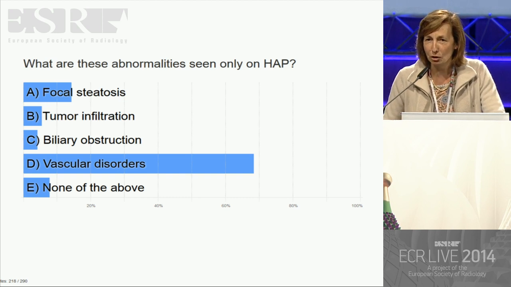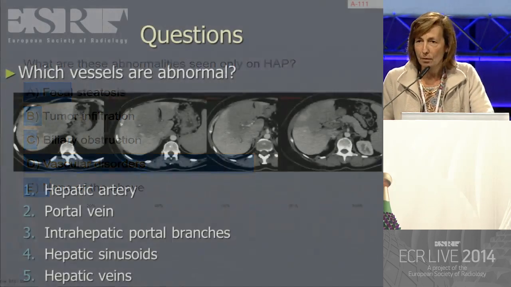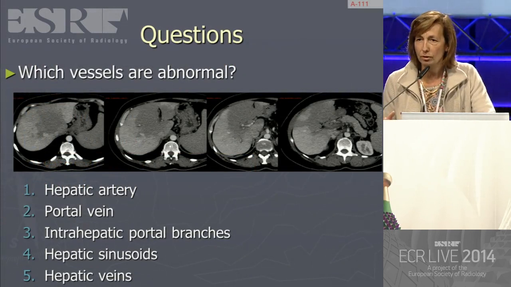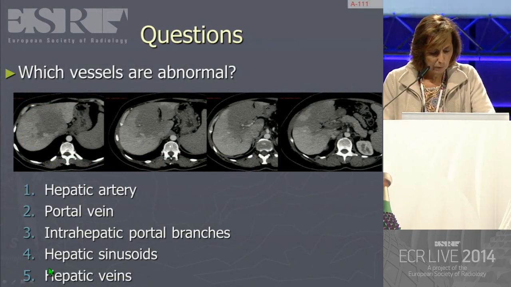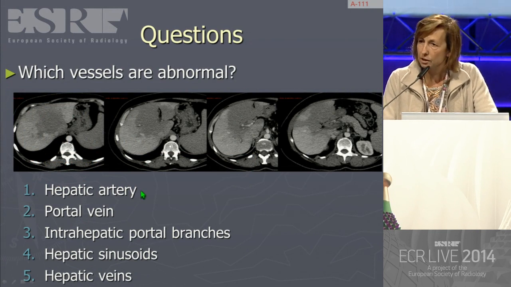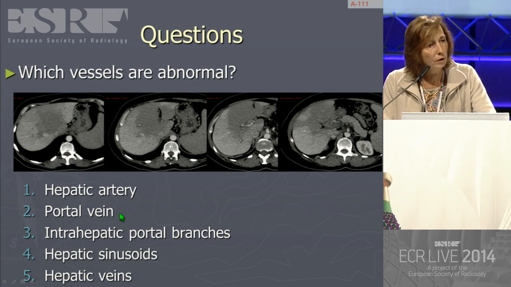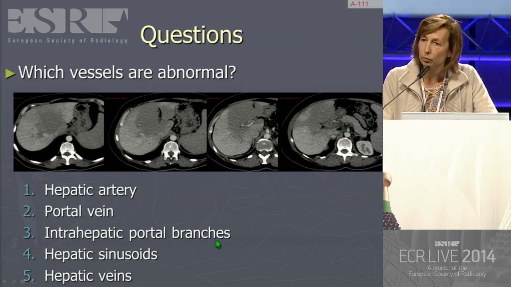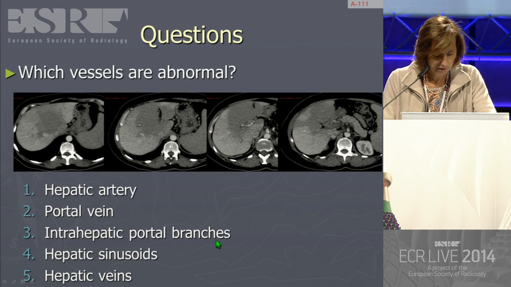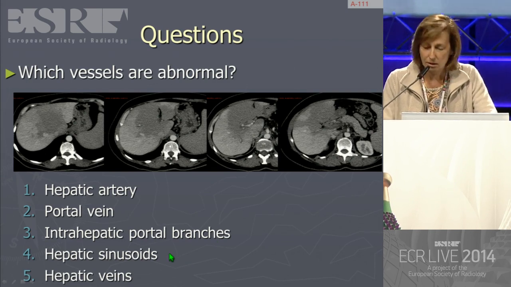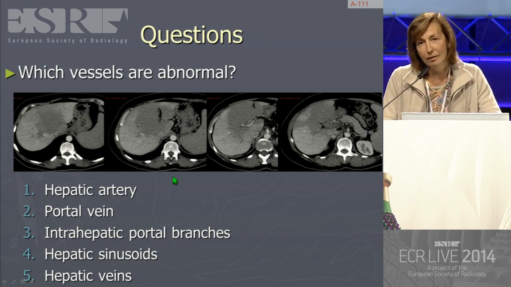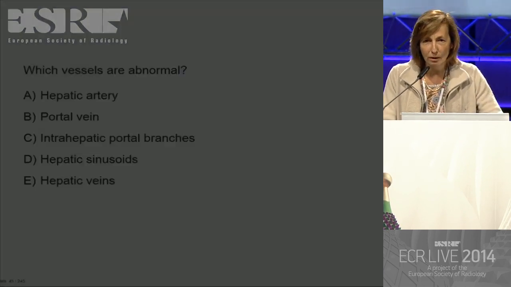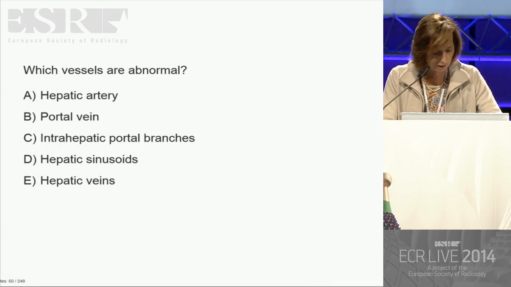Now, second question. Which vessels are abnormal to explain such differences in the liver? Are we dealing with hepatic arterial disorders, or portal vein abnormalities, or intrahepatic portal branches obstruction, or hepatic sinusoids, or hepatic veins? I have listed all possible vessels within the liver, and you are fortunate because there are only 5.